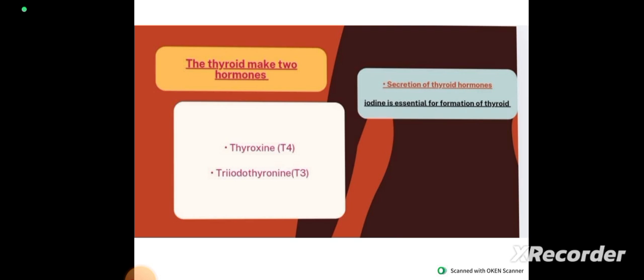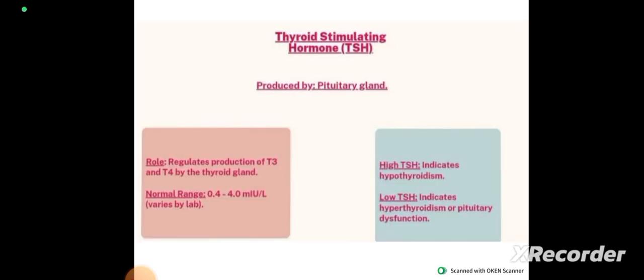An interesting fact is that T3 is the more active form of T4, which works and helps in metabolism. So that was all about thyroid hormones secreted by the thyroid gland. Now we have thyroid stimulating hormone. It is secreted by the pituitary gland. Pituitary gland is present in the brain. Its role is that it regulates production of T3 and T4 by the thyroid gland.